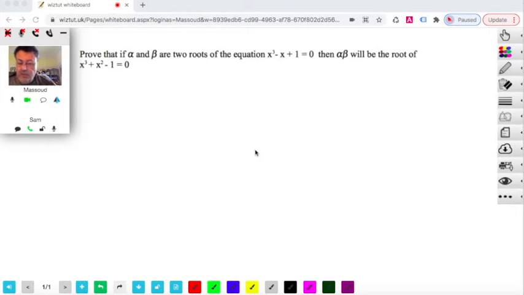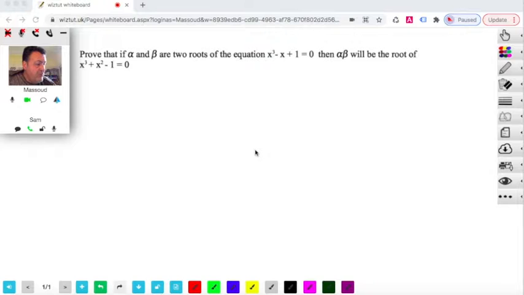I have a question here that one of my students has asked me. It's an interesting question. It says that if alpha and beta are two zeros, or two roots, of a cubic equation of the form x cubed minus x plus 1 equals 0, then we want to prove that alpha times beta will be one of the roots of this cubic, which is x cubed plus x squared minus 1.